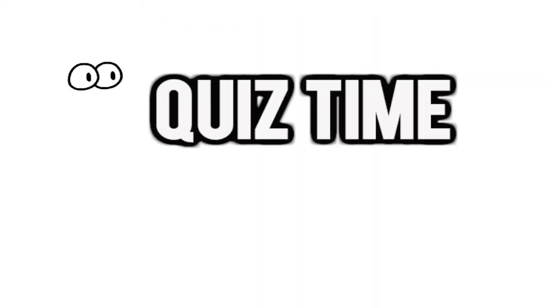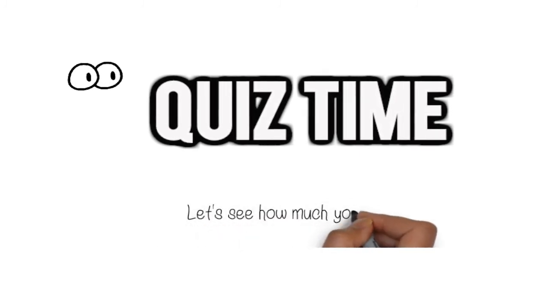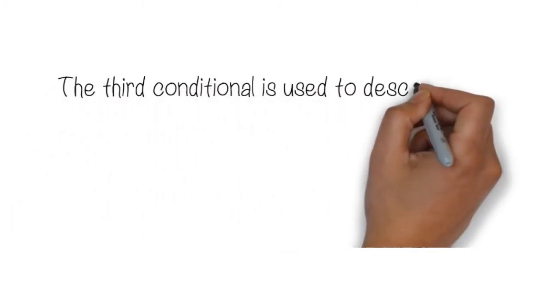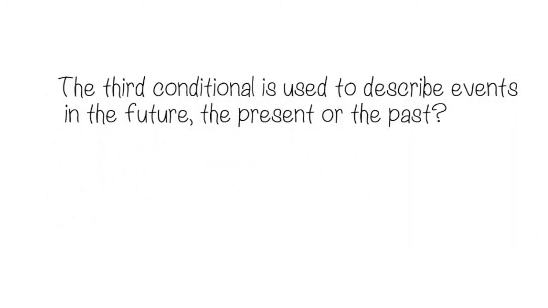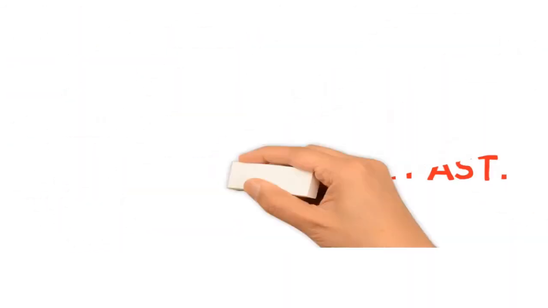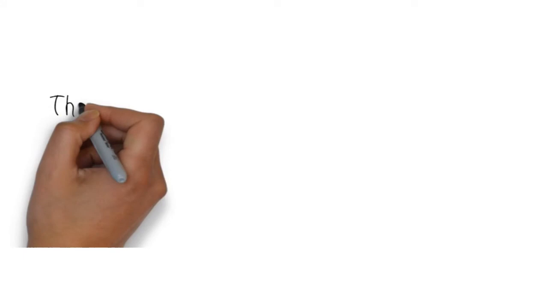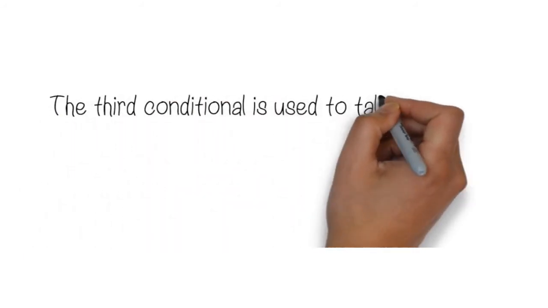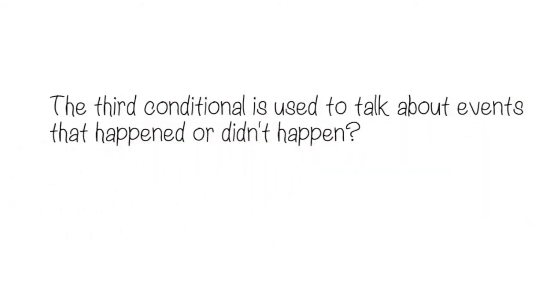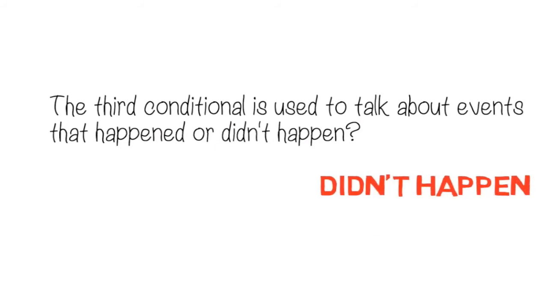So now it's quiz time. And let's see how much you remember. The third conditional is used to describe events in the future, the present, or the past. The past. The third conditional is used to talk about events that happened or didn't happen. Didn't happen, that's right.